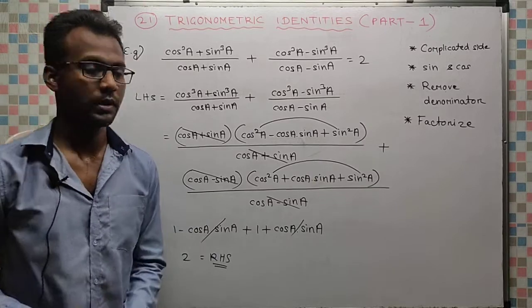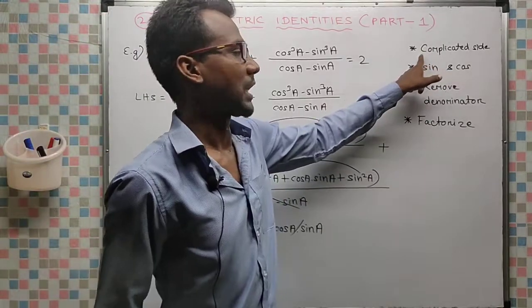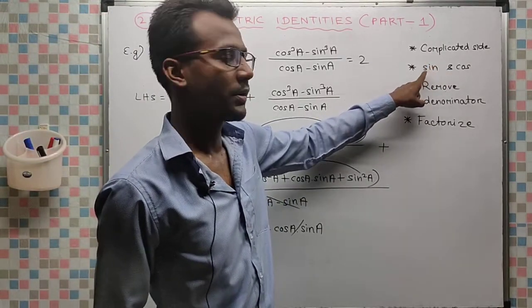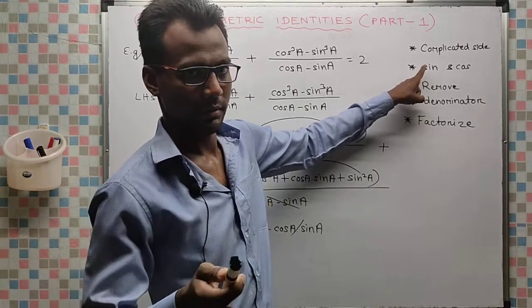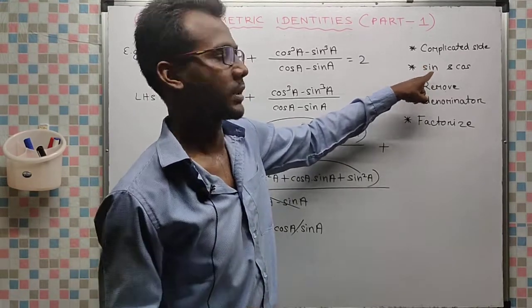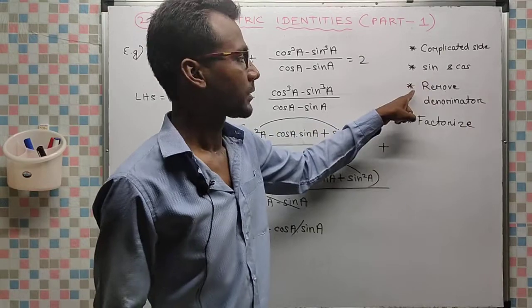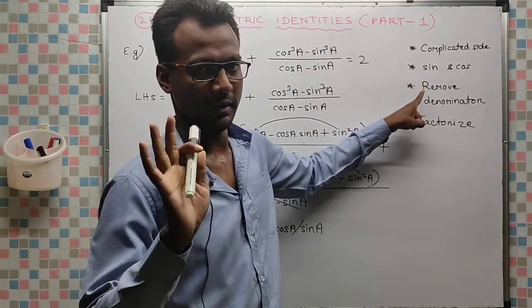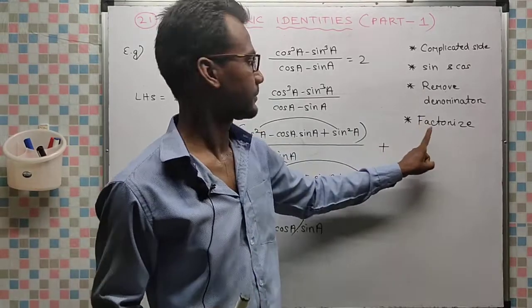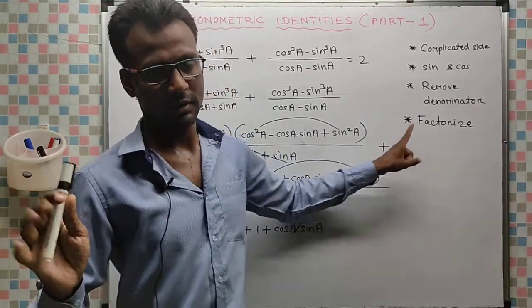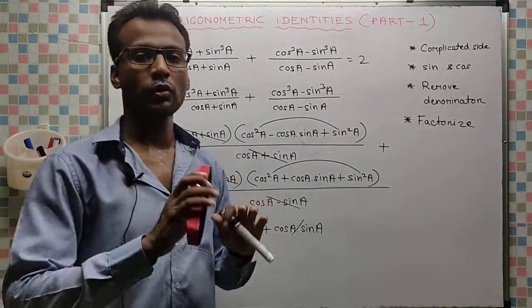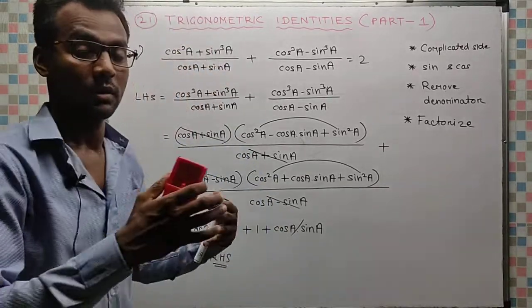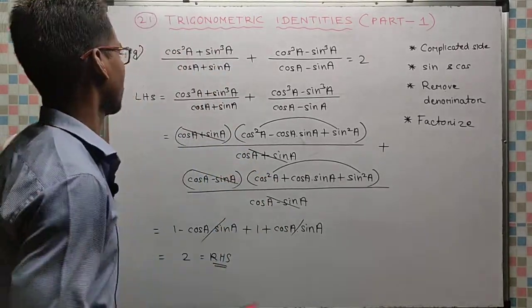Hence proved. So the first trick is to start from the complicated side. Second trick, if you do not get any idea, then convert everything to sin and cos to simplify. Third trick, always try to remove the denominators; they are the main headaches. Fourth one, always try to factorize, means do not open brackets; rather try to put brackets.